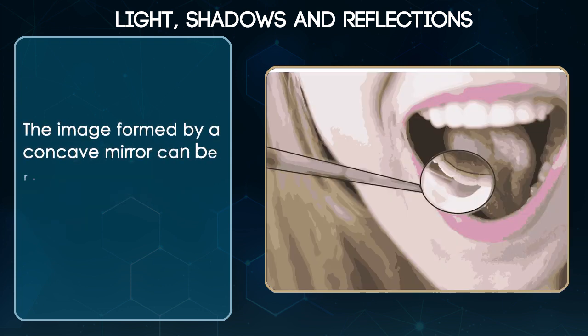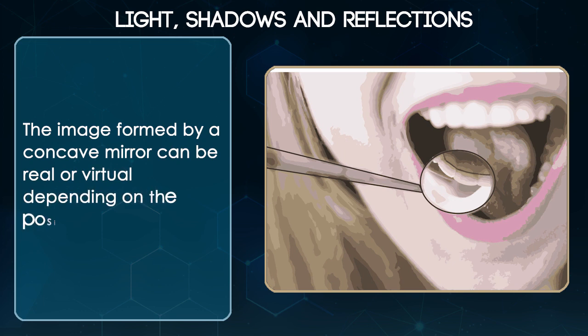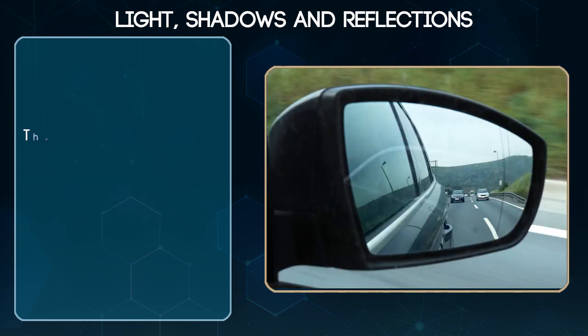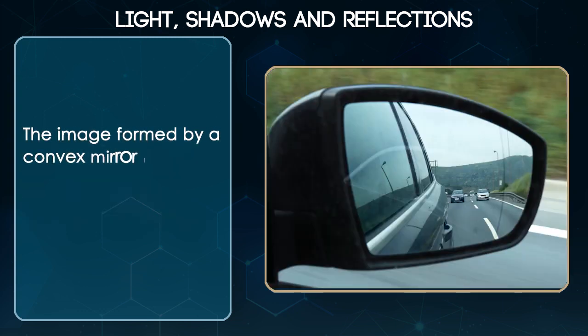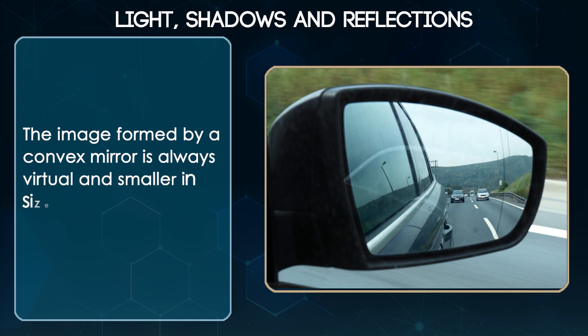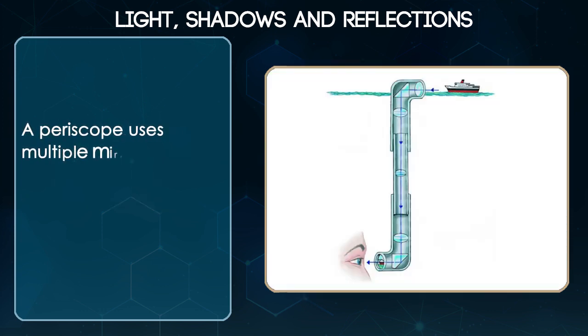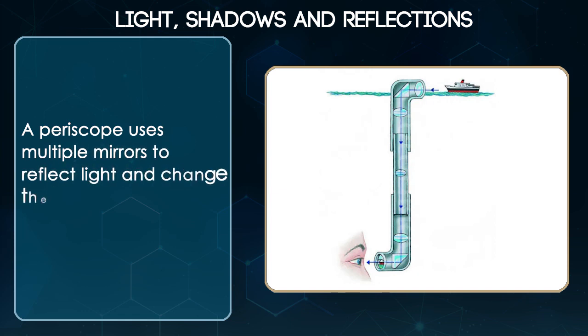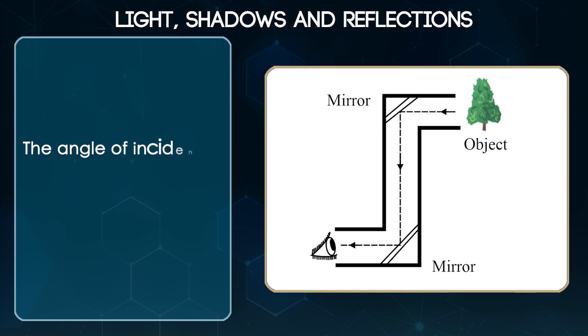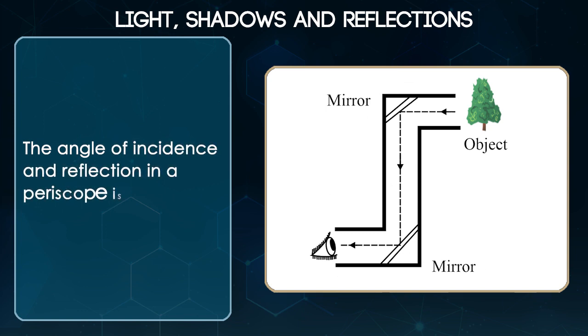The image formed by a concave mirror can be real or virtual depending on the position of the object. The image formed by a convex mirror is always virtual and smaller in size than the object. The periscope uses multiple mirrors to reflect light and change the direction of an object's view. The angle of incidence and reflection in a periscope is 45 degrees.